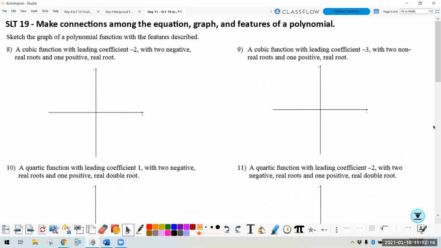Okay, so on 8 through 11 here, I want you to pause the video and try these sketches. See if you can make a sketch with these properties. All right, for 8, does your sketch look something like this? Odd degree, negative leading coefficient has this end behavior. 2 negative real roots, 1 positive. Since there's a degree of 3 and 3 roots, everything's going to cross straight through. So through, through, and through.